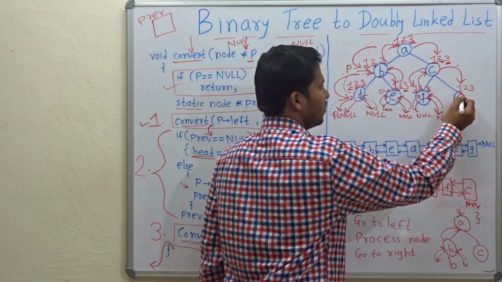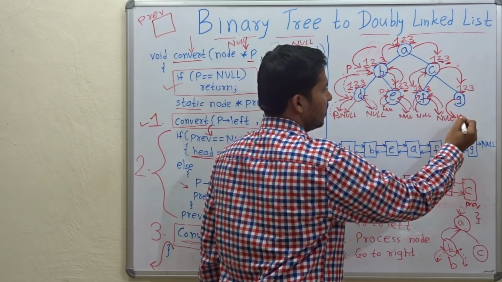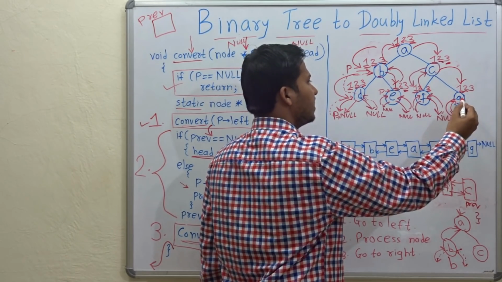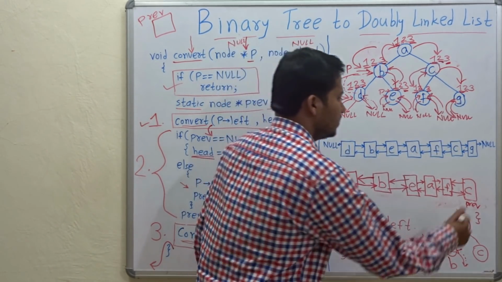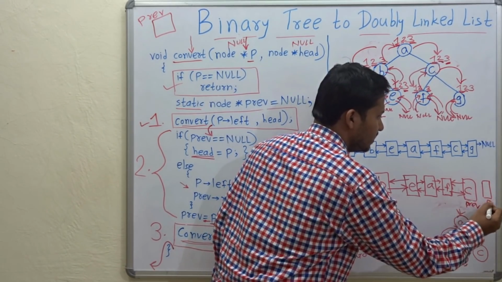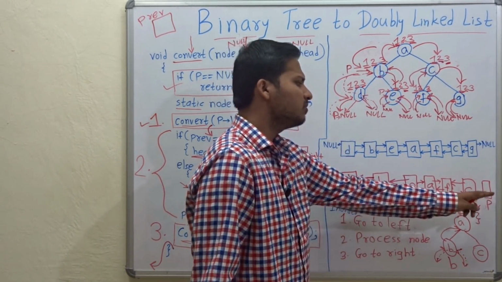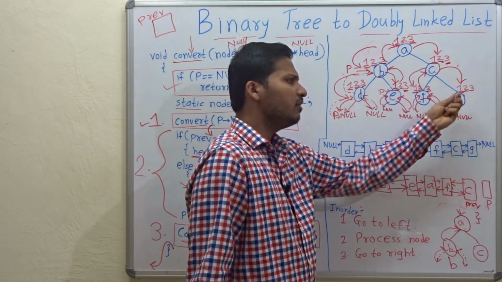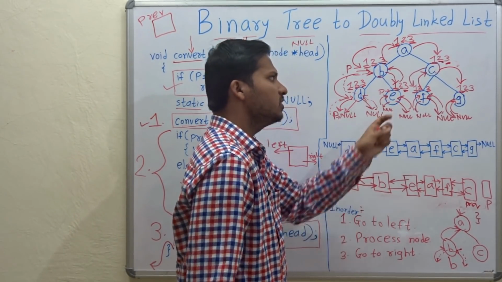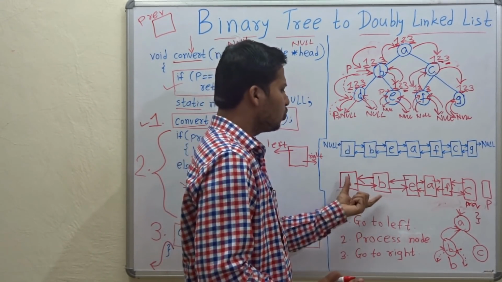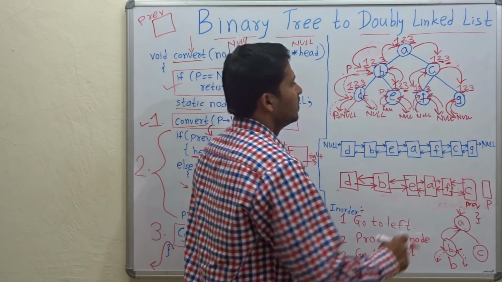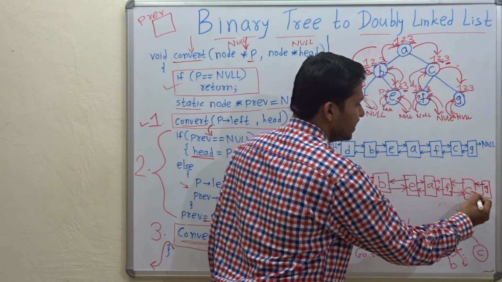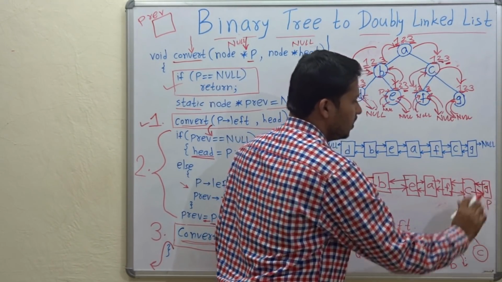At G, let's follow the first step, which means going to the left. As left is null, let's come back. Then go to the second step. The second step is processing that node. So let's create that node, that is P. Create means I am just writing it. Actually, the same memory location where G is stored is used. This algorithm is totally in place. There is no new memory location created. So P is pointing to G. So P's left equals previous, and previous's right equals P.